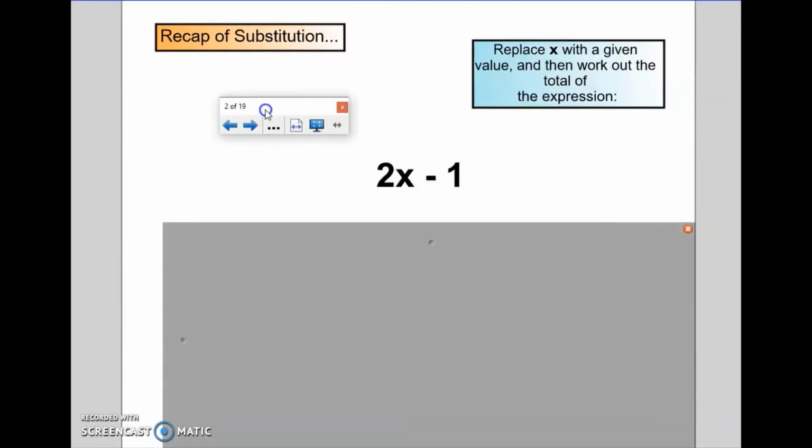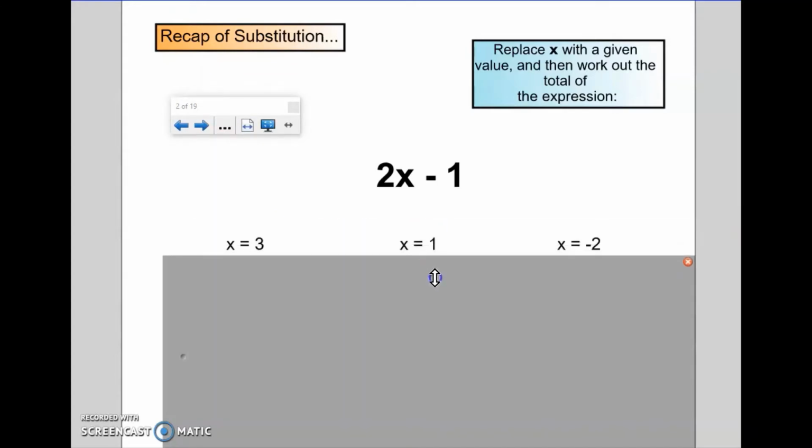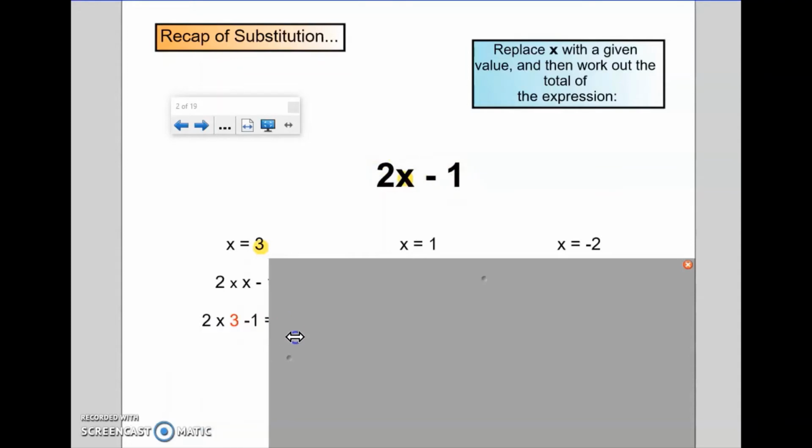Let's have a go at one other expression. This time I have an expression of 2x minus 1. If I tell you the value of x is 3, I'm going to take the 3, substitute it into the expression. 2 times 3 would be 6. Then I take off the 1. It's going to leave me with a value of 5. So when x is 3 and I substitute it into this expression, my outcome, my result, is 5.